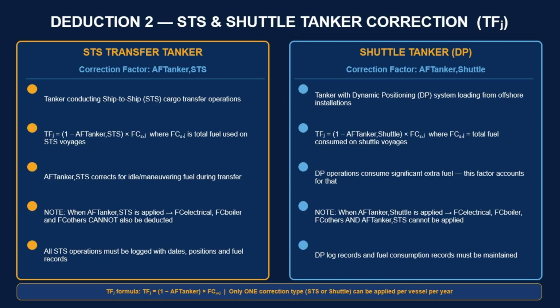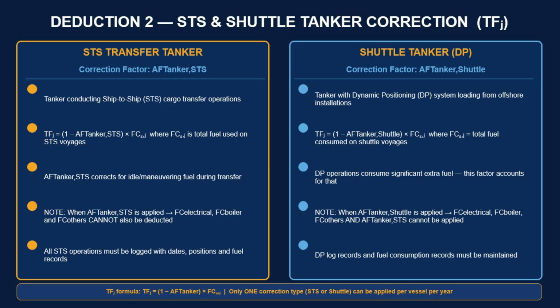Tanker vessels engaged in ship-to-ship transfer operations can apply a correction factor called AF Tanker STS. Similarly, shuttle tankers using dynamic positioning during offshore loading can apply AF Tanker Shuttle. The correction fuel term, TFJ, is equal to 1 minus the adjustment factor multiplied by the fuel consumed during these operations. Only one correction type can be used during a reporting year.